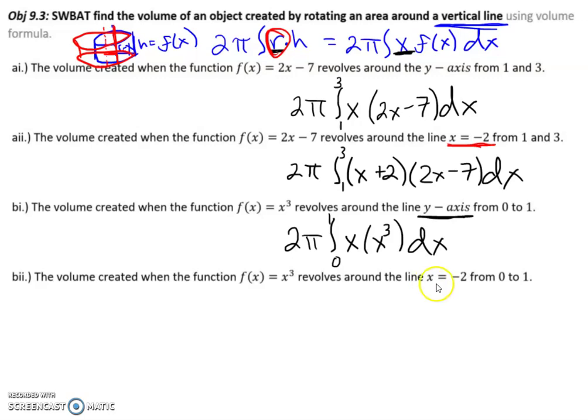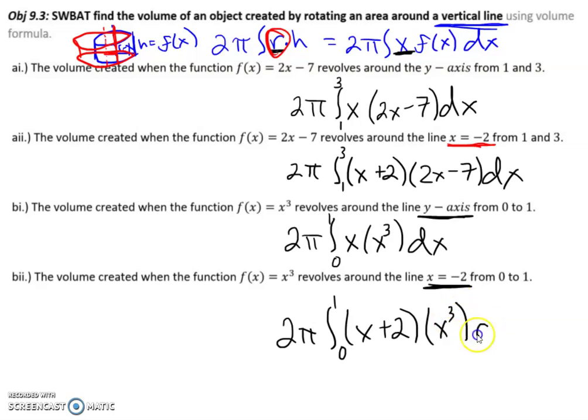In our second example, again, we have a change. This time it's rotating around a line that's farther away. So again, we'd have 2 pi integral from 0 to 1. And our radius is going to increase by 2 because x minus 2 is 2 units farther than the y-axis was. And then our function value is still x cubed. These should look very similar. It's meant to parallel. There's going to be a couple more slight nuanced differences of questions you could be asked, but this covers most of this objective.